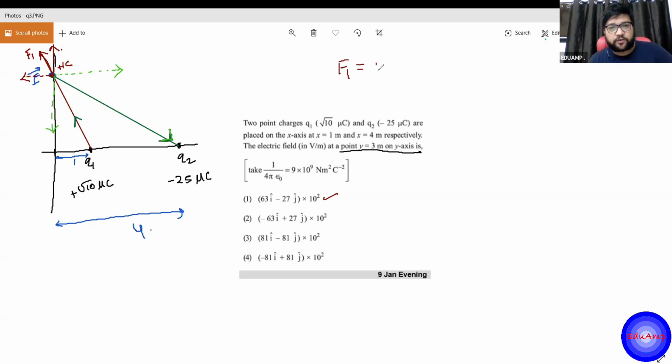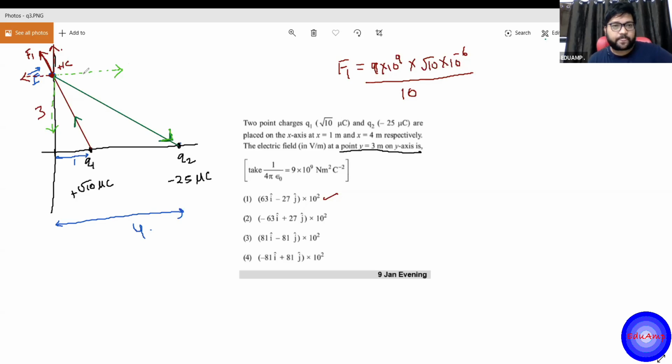K, which is 9 into 10 to the power 9, times Q1. Q1 is √2 microcoulomb, that is this. K Q1 Q2, Q2 is 1, divided by the distance square. The distance square is what? This is 3, this is 1, so this is the hypotenuse. So that is 3 square, 9, plus 1, so that is 10, right? So this is the magnitude of that force F1.